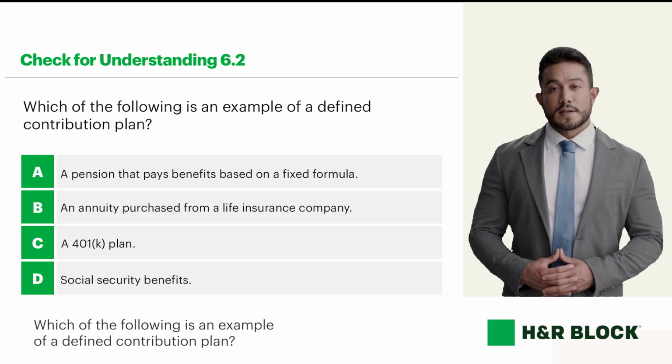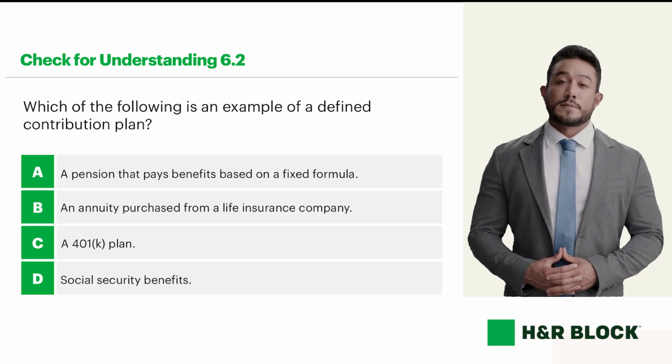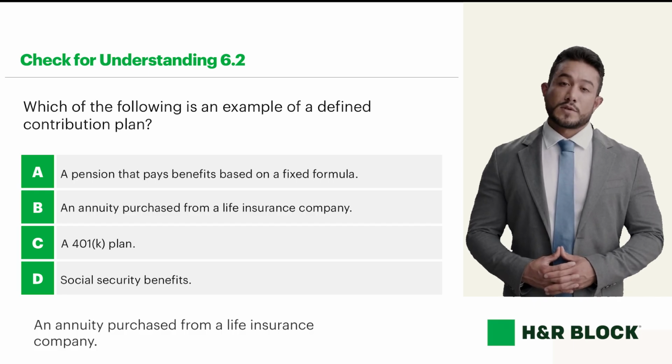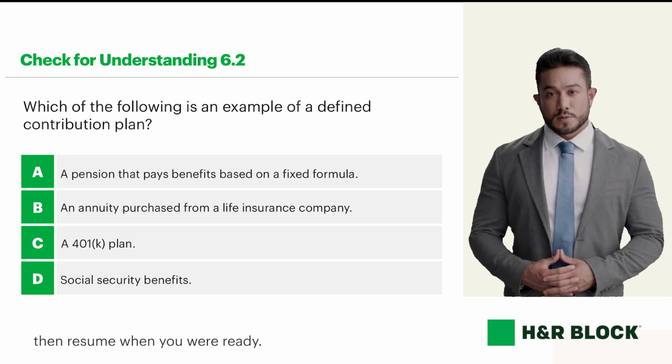Which of the following is an example of a defined contribution plan? A, a pension that pays benefits based on a fixed formula. B, an annuity purchased from a life insurance company. C, a 401k plan. D, Social Security benefits. What do you think? Pause if you need a minute, then resume when you are ready.